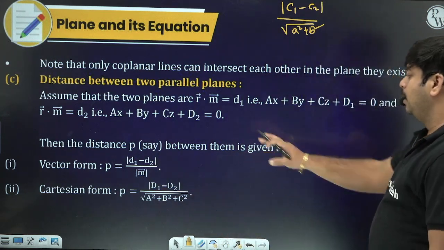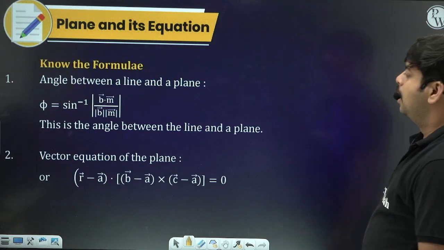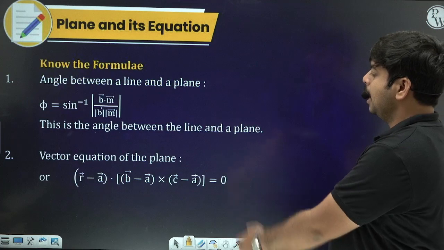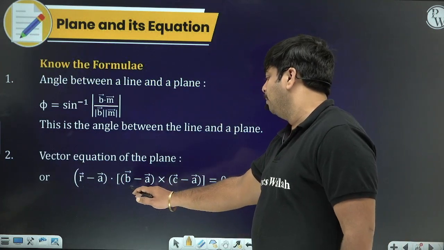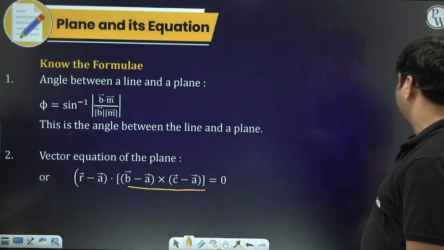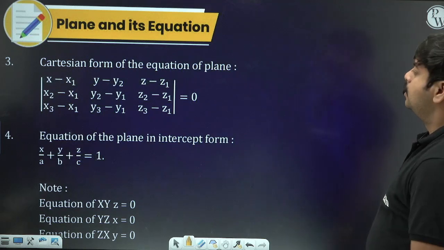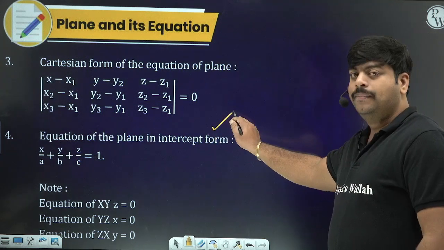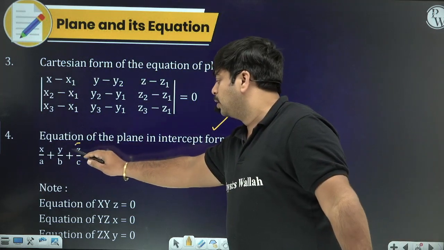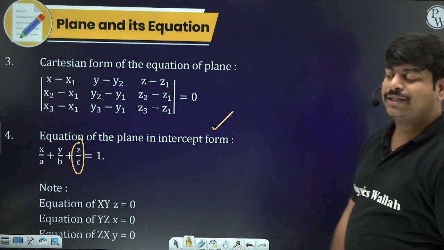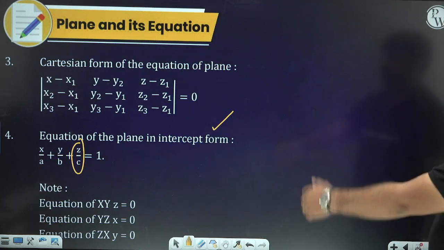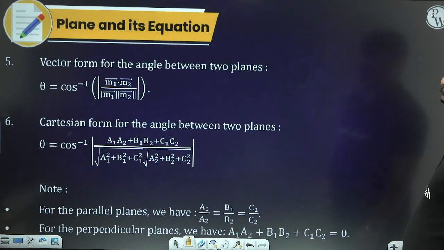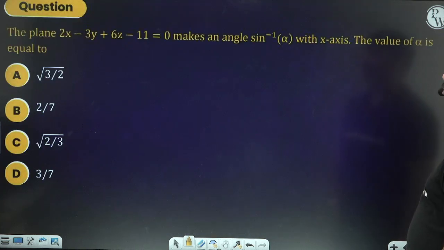Right, the same formula, and for sine theta, we'll be going with the vector equation of a plane: (r bar minus a bar) dot (b minus a) cross (c minus a) is equal to 0. So, the Cartesian form of the equation of a plane is there. The equation of a plane in intercept form, the same as we learned in two dimensions, here has one extra term, z by c, equal to one. So, the equations of the xy, yz and zx planes. We have a few more formulas that you can try to revise later.